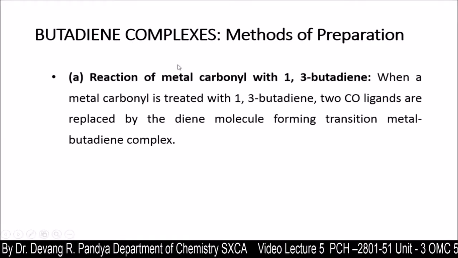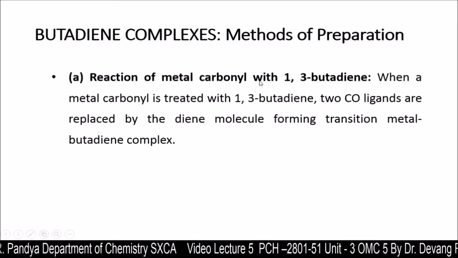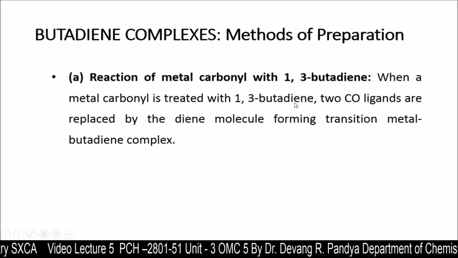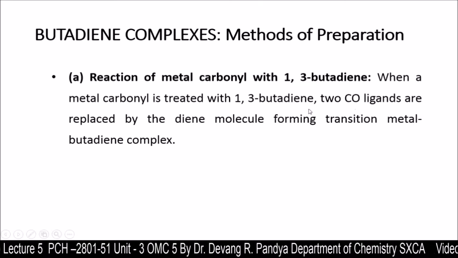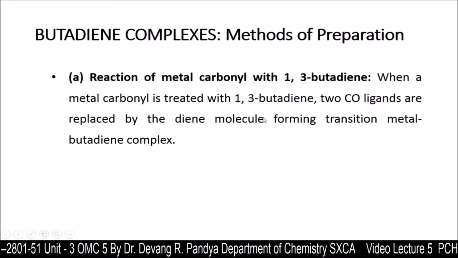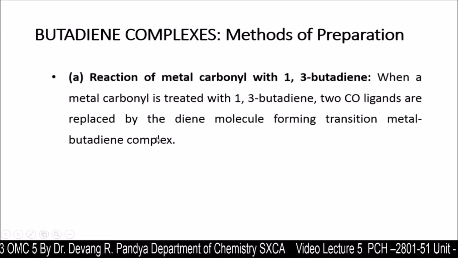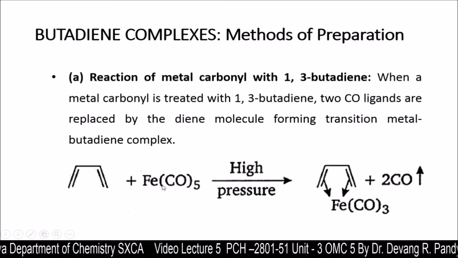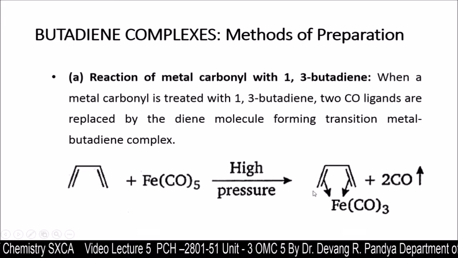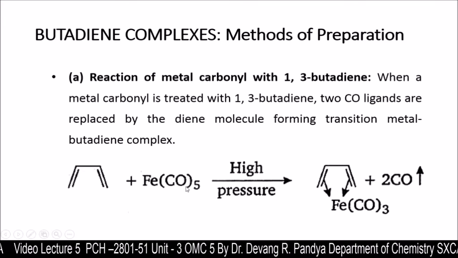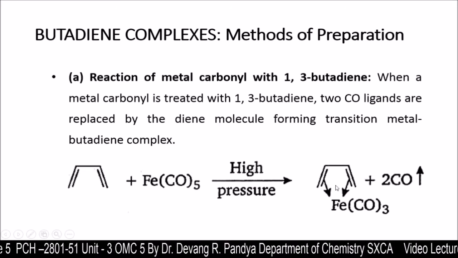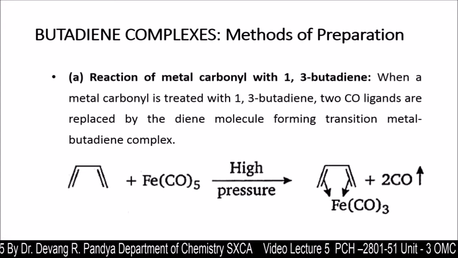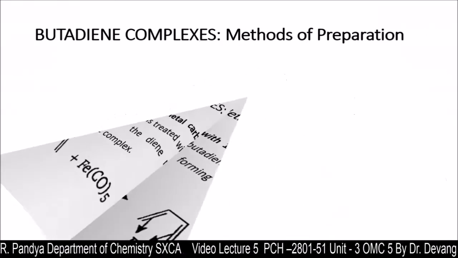Now let's see the methods of preparation. First one is the reaction of metal carbonyl with 1,3-butadiene. When a metal carbonyl is treated with 1,3-butadiene, two carbon monoxide ligands are replaced by the diene molecule, forming a transition metal butadiene complex. Here you can see the cis form treated with Fe(CO)5 at high pressure, these two carbon monoxides are substituted, and we get this eta 4 butadiene Fe complex.